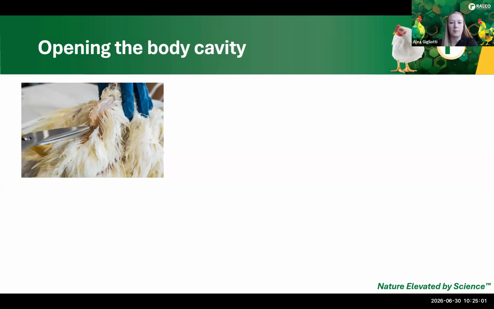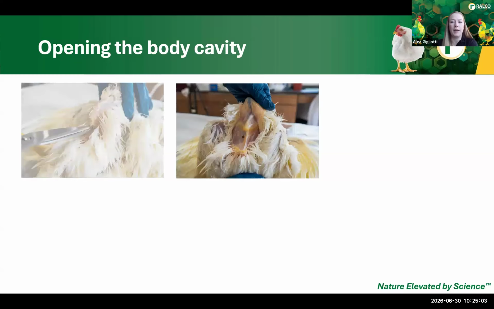And then once you make that small incision, you can start to peel back the skin. You may need to make a couple of extra cuts down the side, but once you have it started, you should pretty easily be able to just peel the skin back from that breast muscle, which is going to expose the breasts.